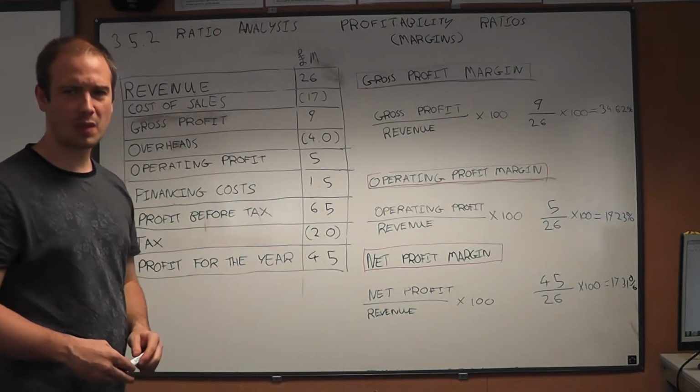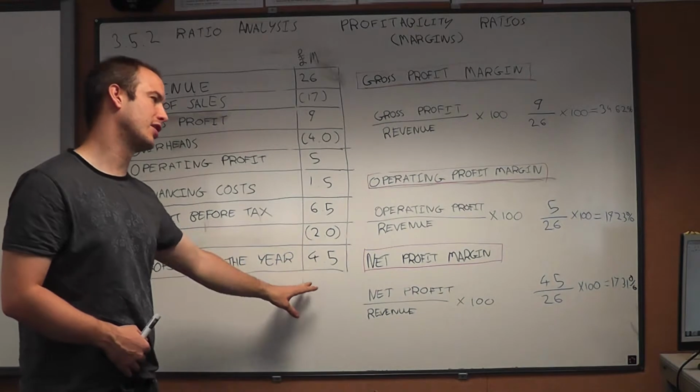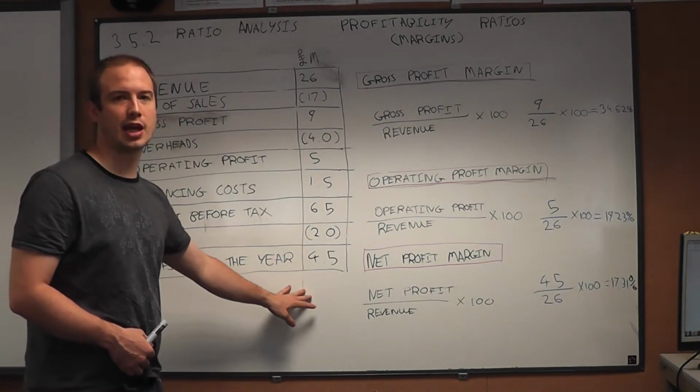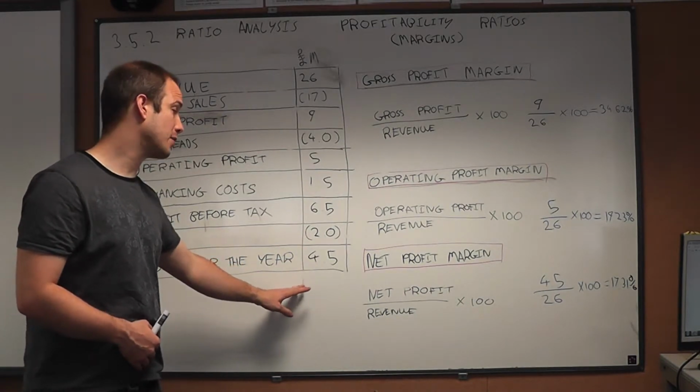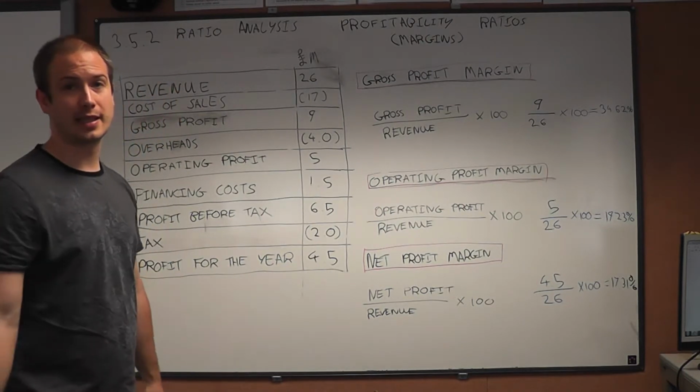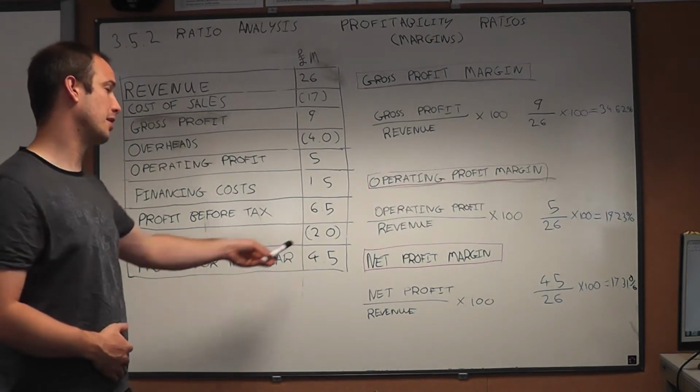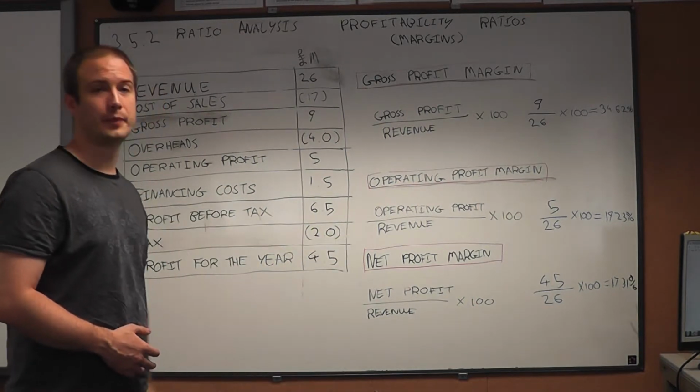bill. Ultimately, the net profit margin is what the business uses to pay out dividends to shareholders and what it uses to invest back into the business in the future. So that's a really important statistic.